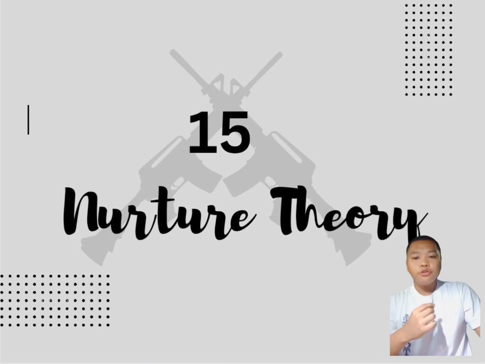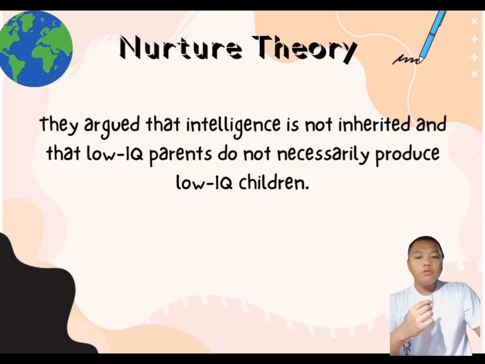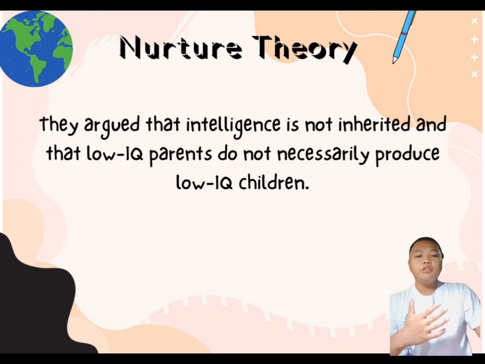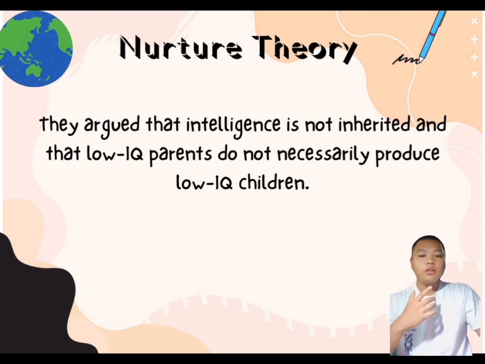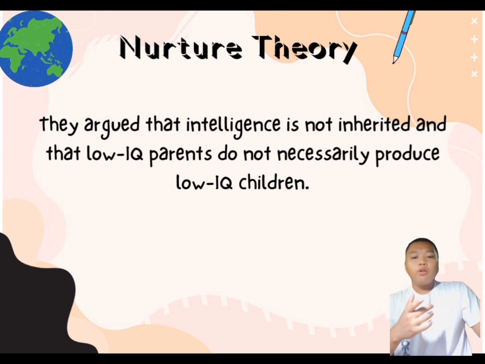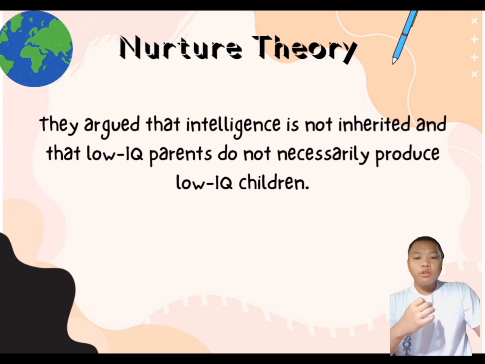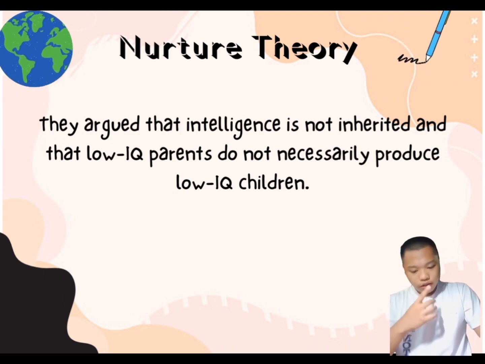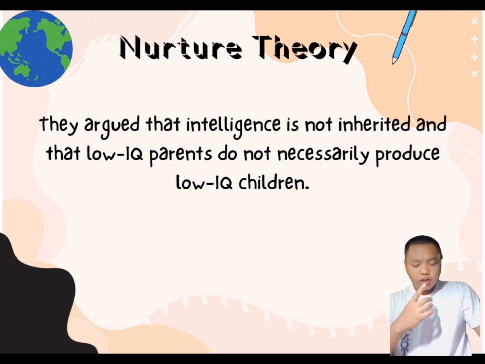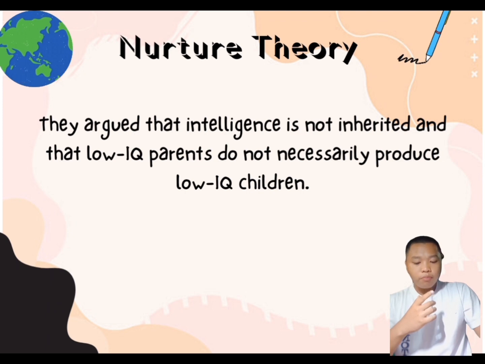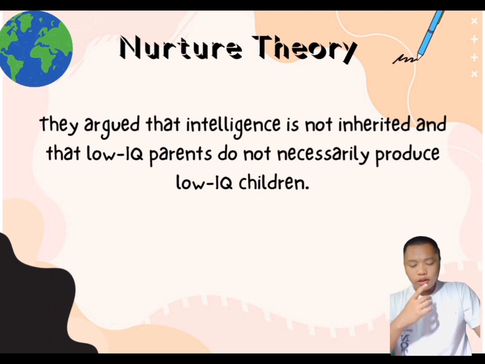15. Nurture theory. They argue that intelligence is not inherited and that low IQ parents do not necessarily produce low IQ children. So the nurture theory, intelligence and behavior are not inherited from the parents. They are acquired from the people around them and the people they interact with.